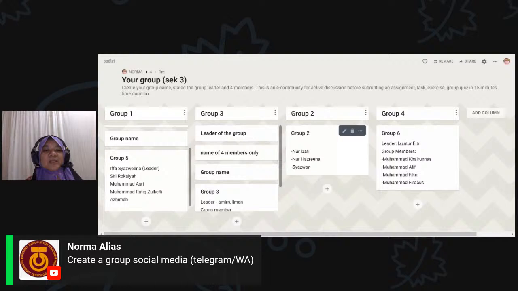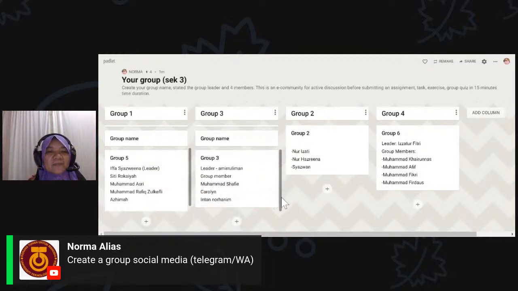Now we go to group 3. Wow, group 3 is finding a friend. Amirul Liman, Muhammad Shafi, Carol, and Intan Nur Hanim. Thank you very much. This is group 3.